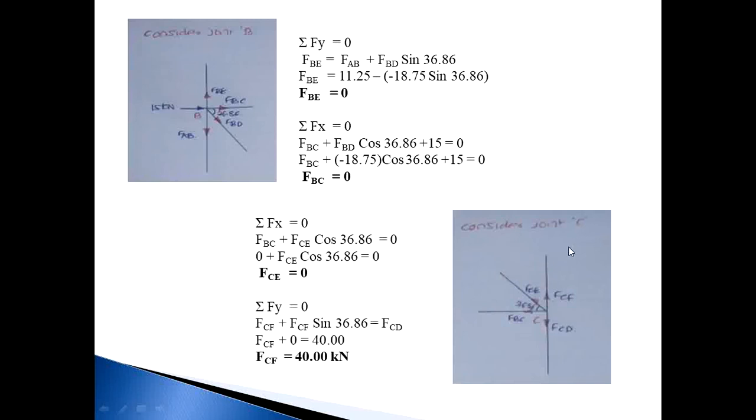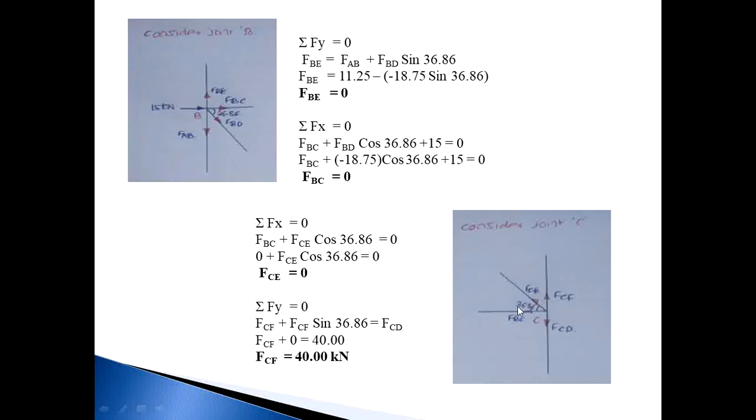Then next consider joint C. First consider summation Fx is equal to 0. Total number of horizontal forces is 2, that is FBC and the x component of FCE. FBC plus FCE cos 36.86 is equal to 0. So FCE will be 0.